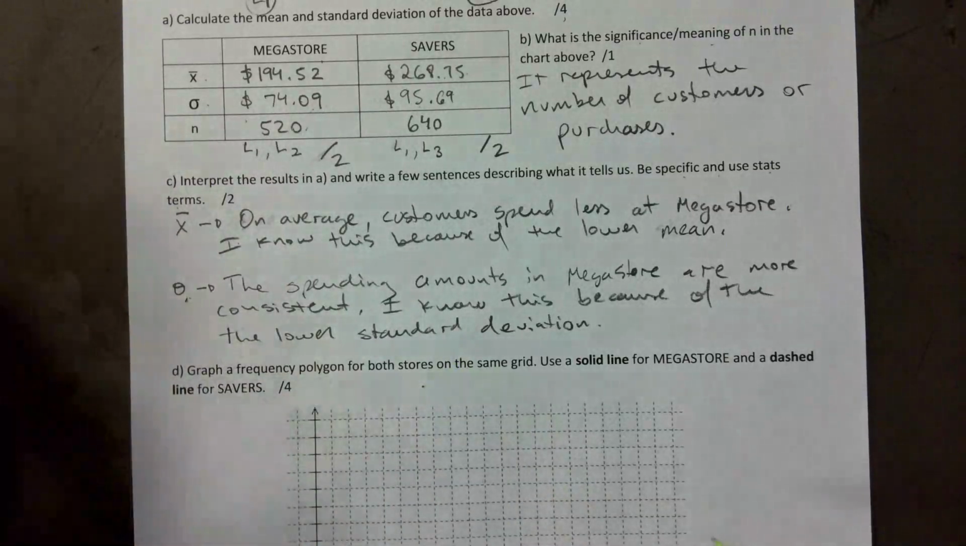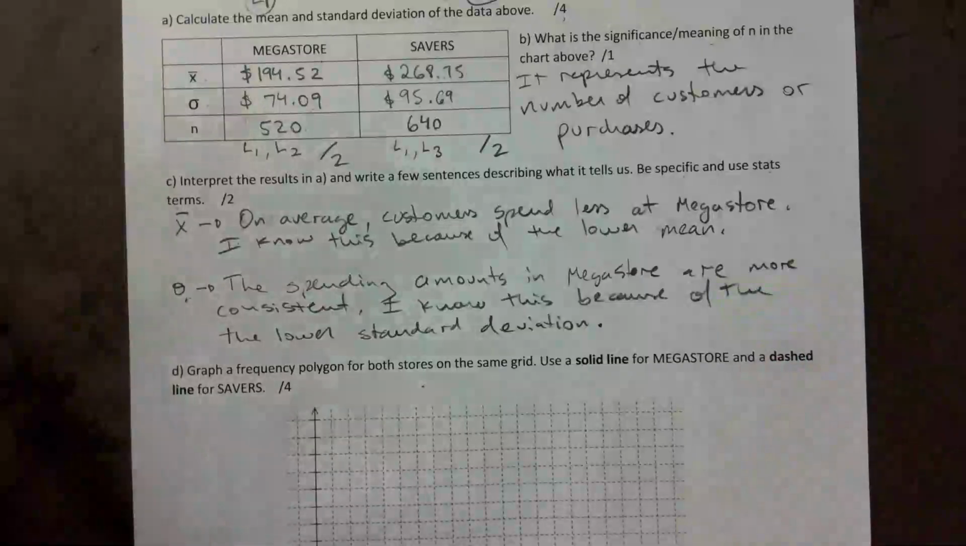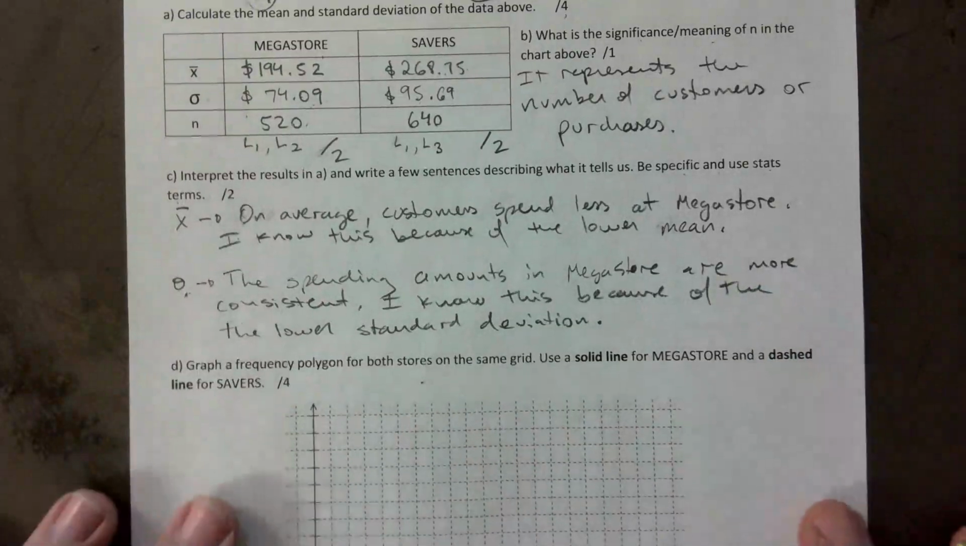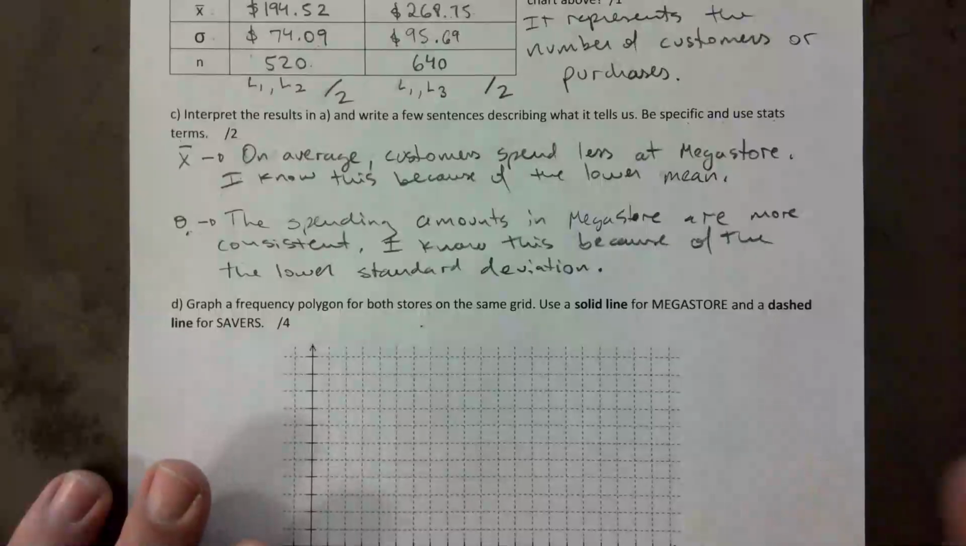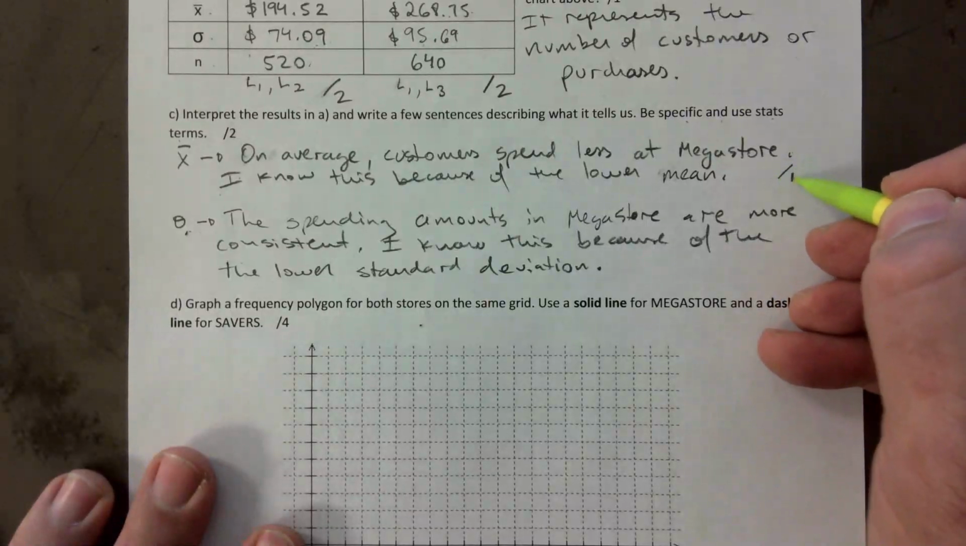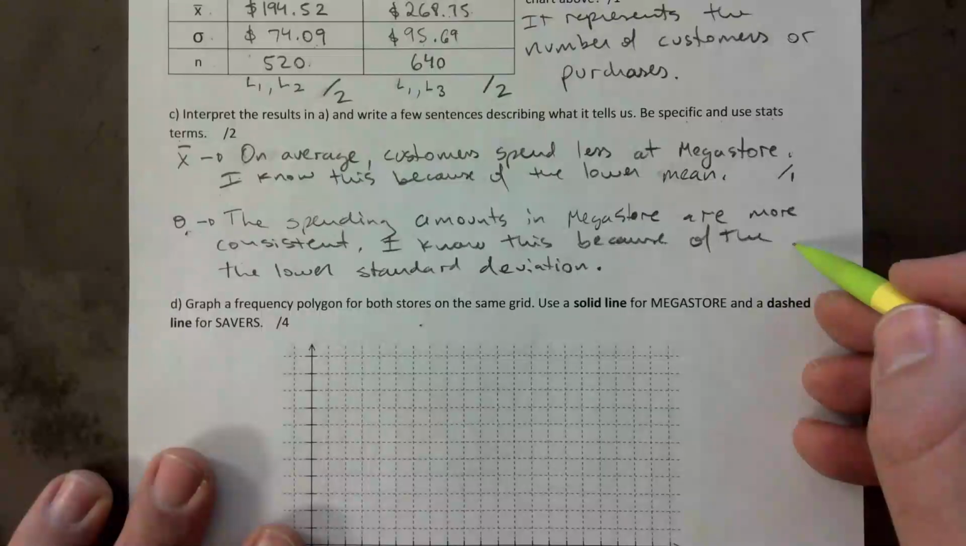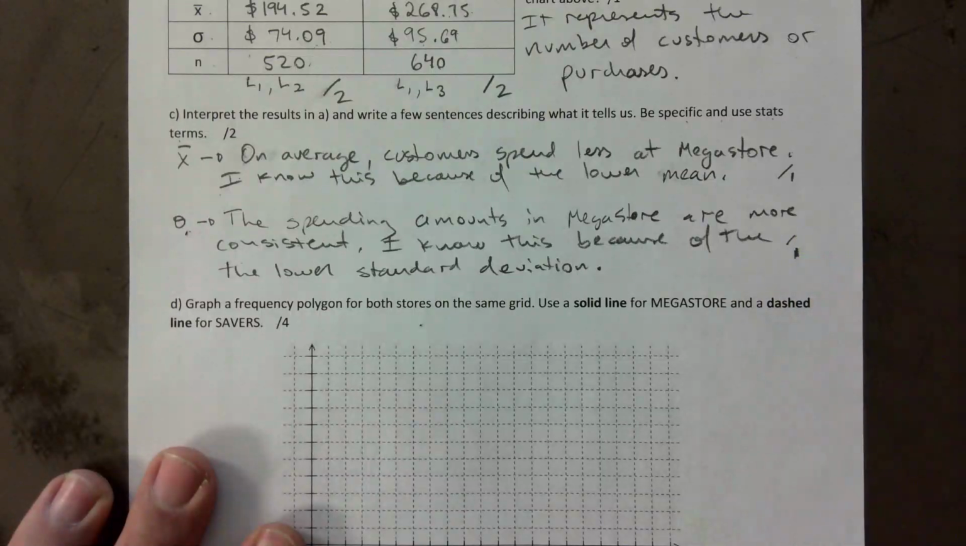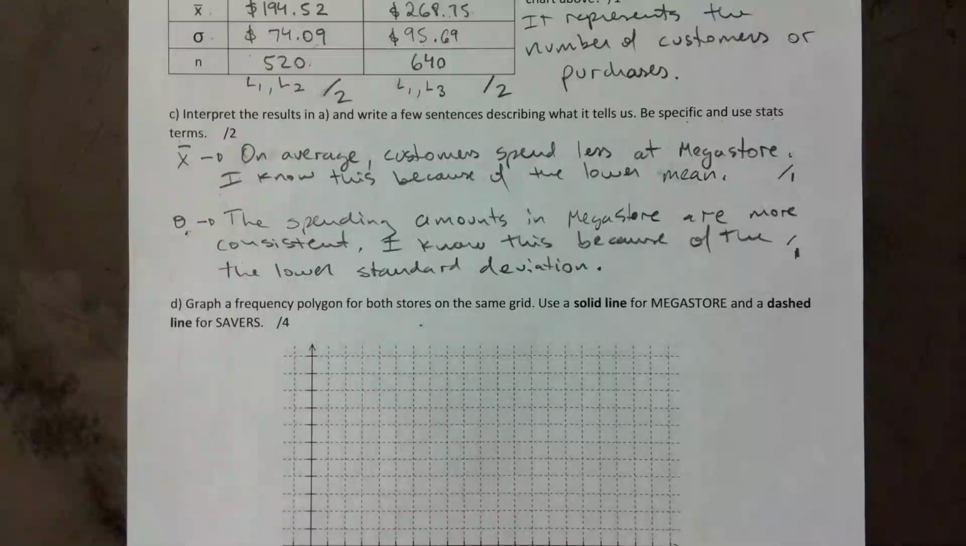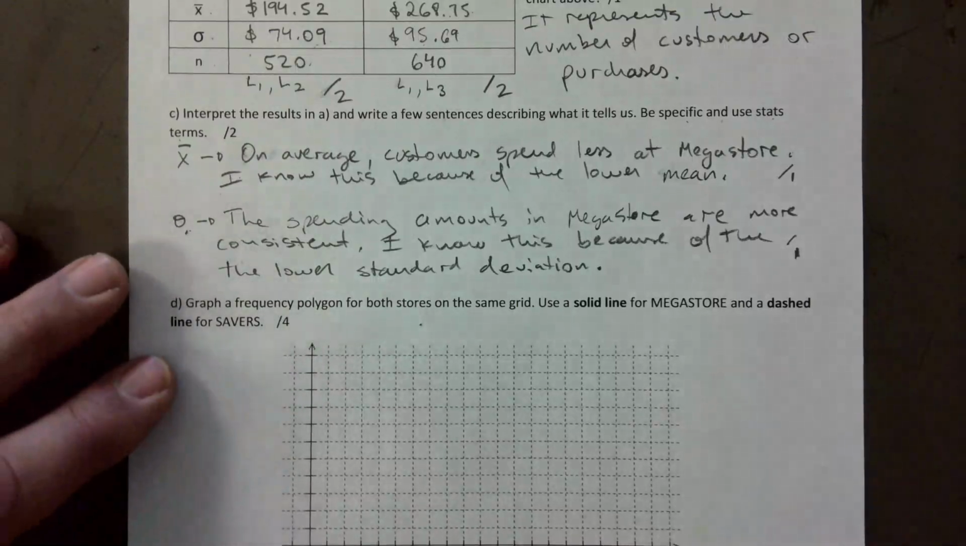Okay. If you went a little bit further than that, that's just great. Write your heart out. But I basically give you 1 mark for making an observation on the mean and 1 for making an observation on what the standard deviation tells us. Okay, that's basically what it comes down to.